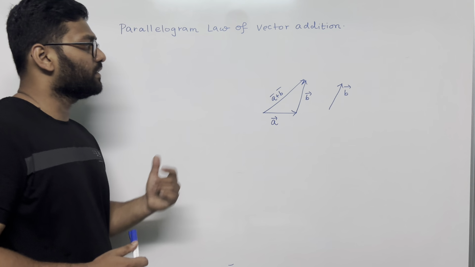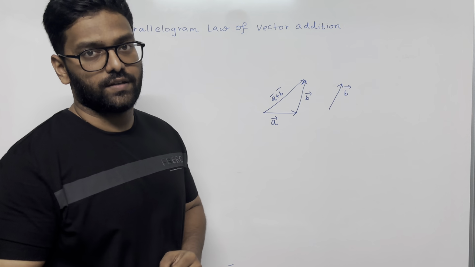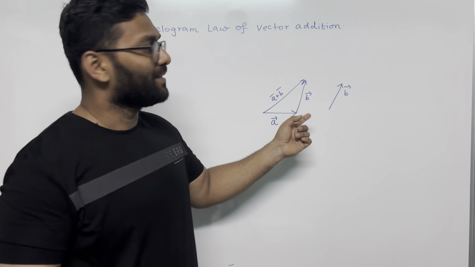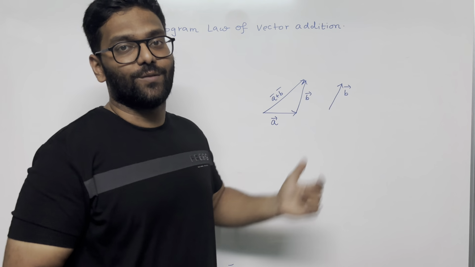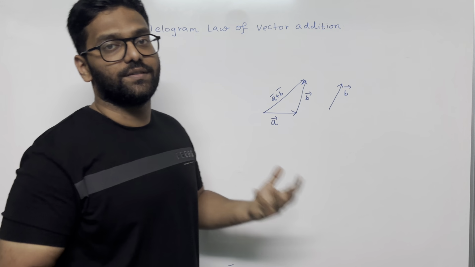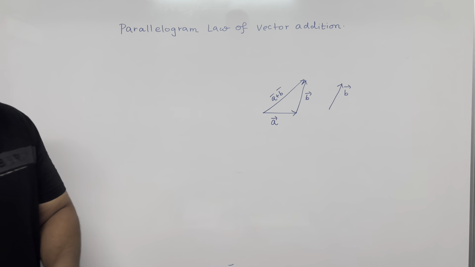And then the parallelogram law of vector addition comes to the rescue. It tells you not only the magnitude of the resultant vector but also the direction of the resultant vector. So the parallelogram law of vector addition is more general, and it is very important to study it. So let's look at that.